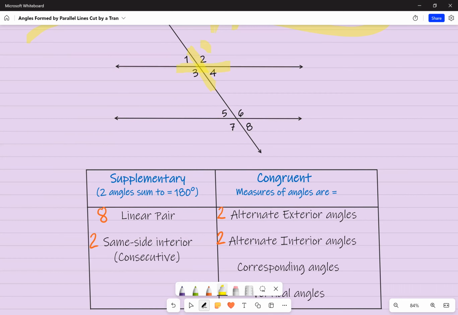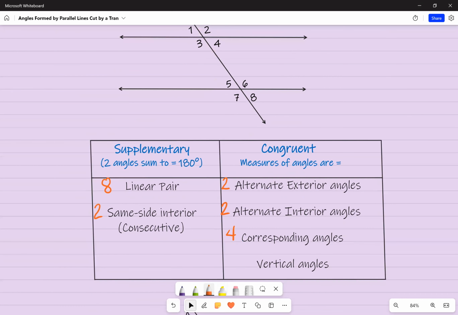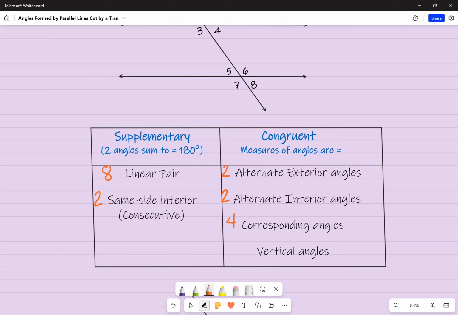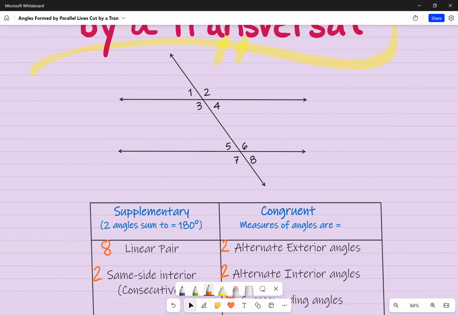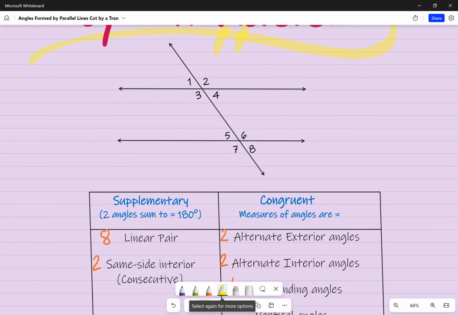We'll look at it. I have 4 right here, right? So I have 4 corresponding angles. So that's what we're going to write down here. And then the last type of angles that we're going to talk about are vertical angles. And vertical angles, as I've mentioned before, are when you have 2 lines that intersect and they meet at the same vertex, you're going to create what looks like a little bow tie to me. Those are called vertical angles.